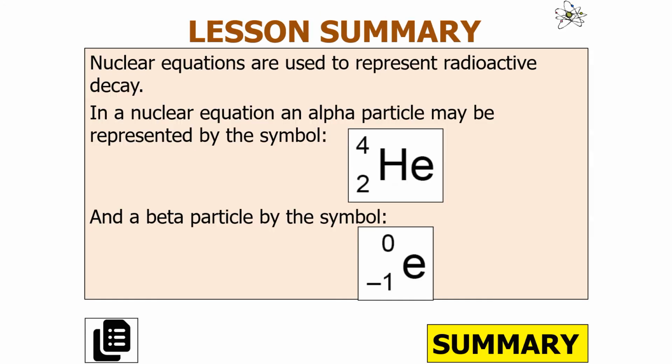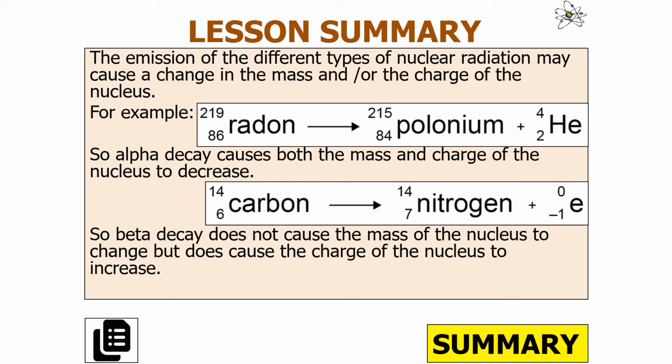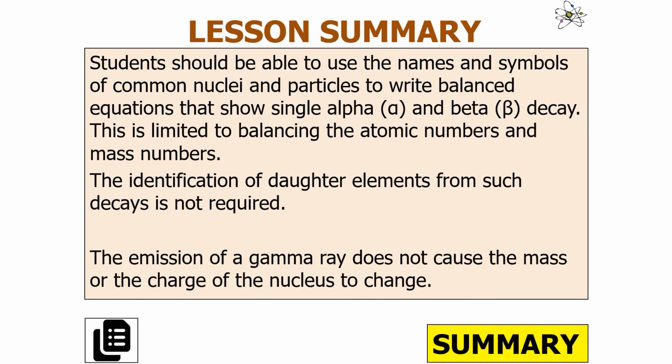So let's summarize what we've learned in today's lesson. Nuclear equations are used to represent radioactive decay. In a nuclear equation, an alpha particle is represented by the symbol 4,2 helium, He, and a beta particle is represented by the symbol 0,-1 e for an electron. Now, the emission of the different types of nuclear radiation may cause a change in mass or charge of the nucleus. So alpha decay causes both the mass and the charge of the nucleus to decrease. Beta decay does not cause the mass of the nucleus to change, but does cause the charge of the nucleus to increase, and therefore you should be able to use the names and symbols of common nuclei and particles to write out balanced equations that show single alpha and beta decays.